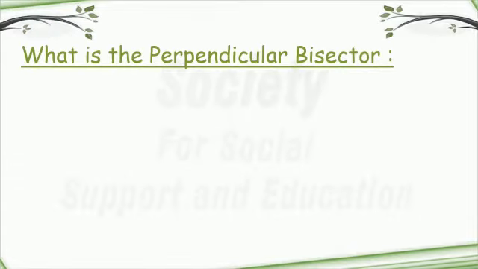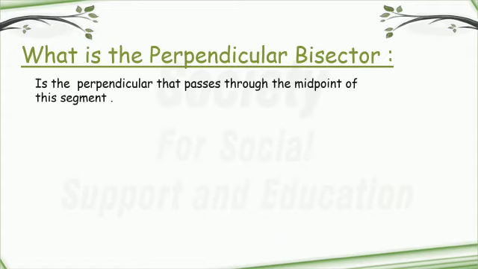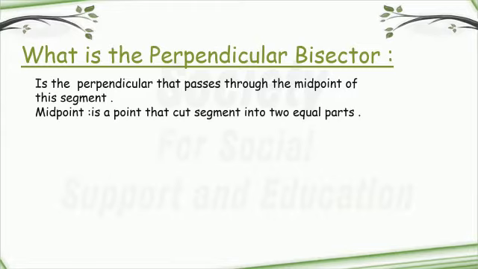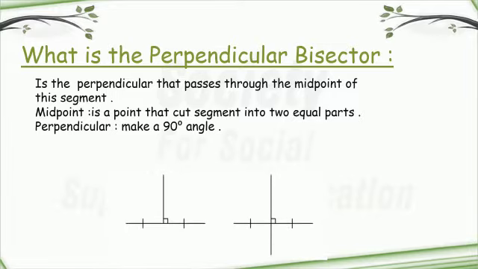What is the perpendicular bisector? The perpendicular bisector is a perpendicular that passes through the midpoint of a segment. So we have here two words, which are perpendicular and midpoint. We learned that perpendicular is a line that makes a 90-degree angle on another line, and the midpoint is a point that cuts a segment into two equal parts. So the perpendicular bisector makes a 90-degree angle. So let's see this figure.